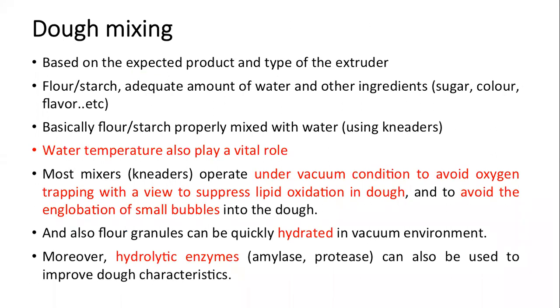But how do we make the dough? How to prepare the dough is again very important. I think I told you earlier that pH is important and water temperature is important; here you can see some examples. Water temperature plays a vital role. Most mixtures operate under vacuum conditions to avoid oxygen trapping. As we have discussed earlier, large scale companies have automated mixers and kneaders, dough makers. We make dough using machines, and when making the dough they use vacuum conditions.